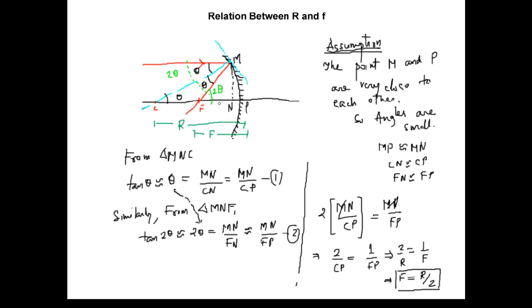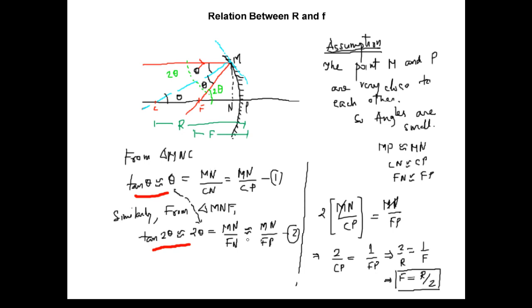Now we consider that this ray is very close to the principal axis, so it is a paraxial ray. After reflection, it passes through the focus. As the ray is quite close to the principal axis, the angles will definitely be small. So as the angles are small, tan of theta can be written as equivalent to theta, and tan of 2 theta can be written as equivalent to 2 theta, and so on.